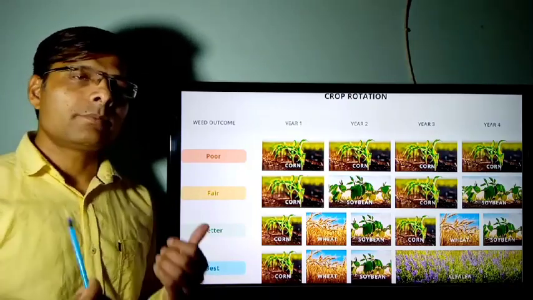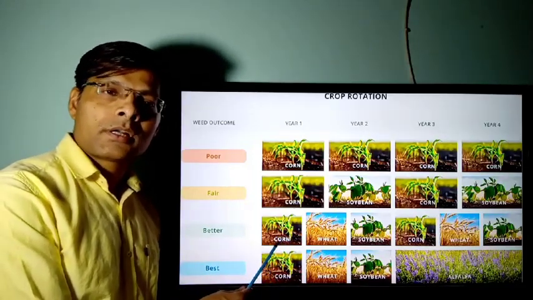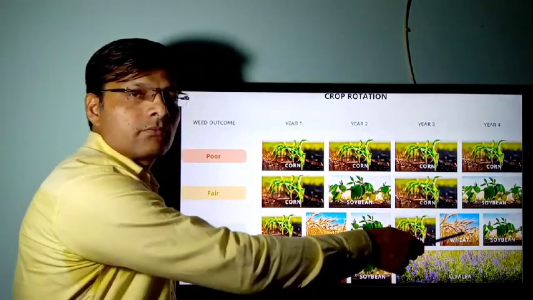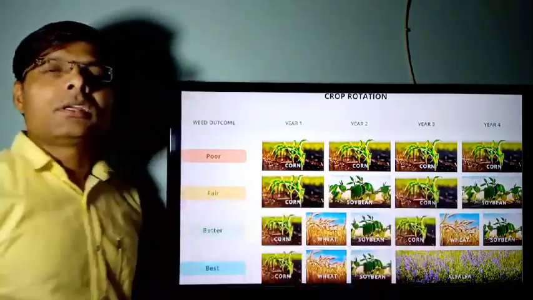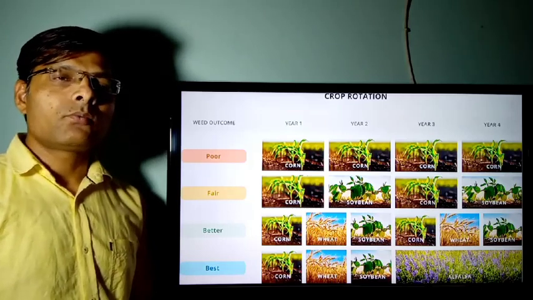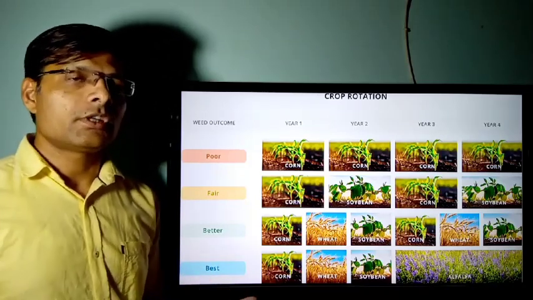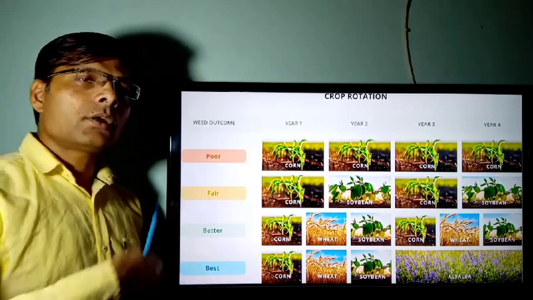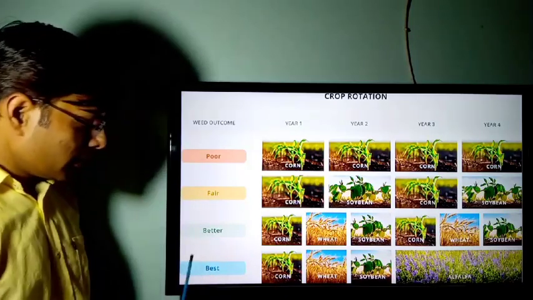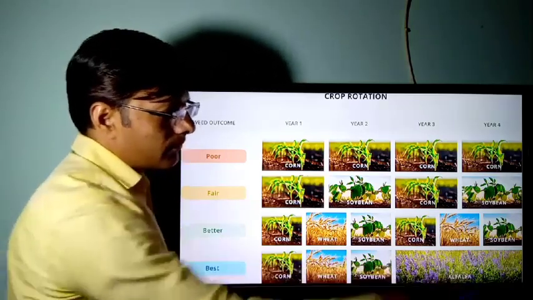If we want a little better condition, then we change more crops. You see here, in the first year we grow corn, the next year wheat, the next year soybean, then corn again, then wheat, then soybean. In this way it will be a better condition for the land. If we want even better condition, we should not bring very close repeats. Year after year we have to change the crop, and we should not repeat the crop. So here you see the best condition: corn is grown, then wheat, then soybean, then alfalfa, meaning a variety of crops.